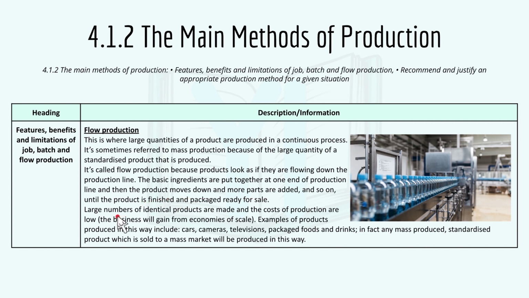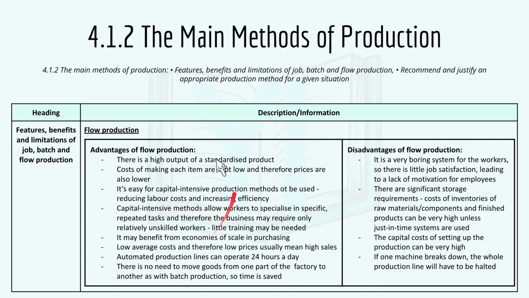Large numbers of identical products are made, the cost of production is low, and the business will gain from economies of scale. Examples of products produced in this way include cars, cameras, televisions, packaged food and drinks, and in fact any mass-produced standardized product which is sold to a mass market will be produced in this way. And we have advantages and disadvantages of flow production.